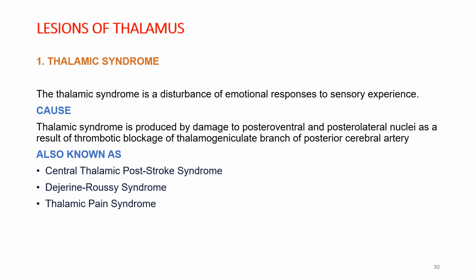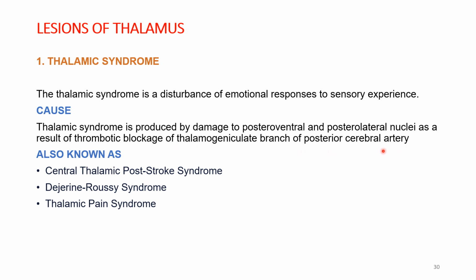Then coming to the lesions of the thalamus. Thalamic syndrome. The thalamic syndrome is a disturbance of emotional responses to sensory experience. So there will be disturbance at the level of emotions to the sensory experience. What is the cause? The thalamic syndrome is caused by damage to the posteroventral and posterolateral nuclei as a result of thrombotic blockage of thalamogeniculate branch of posterior cerebral artery.